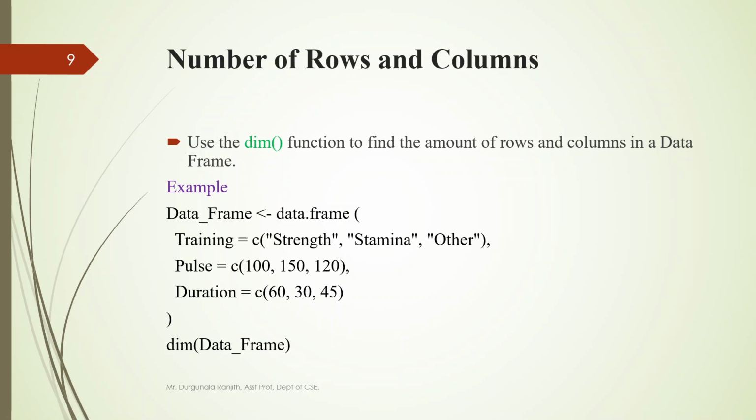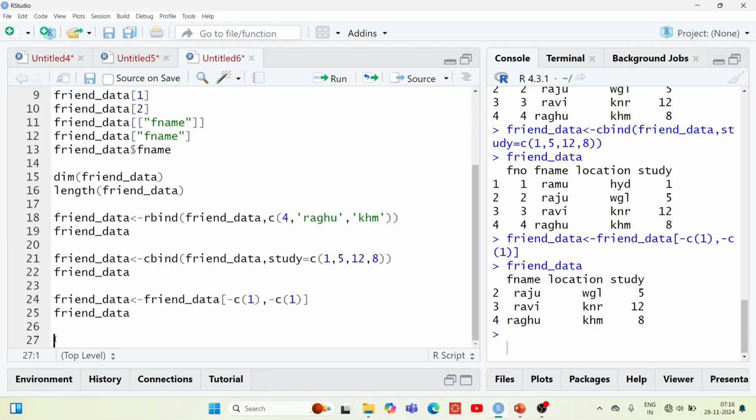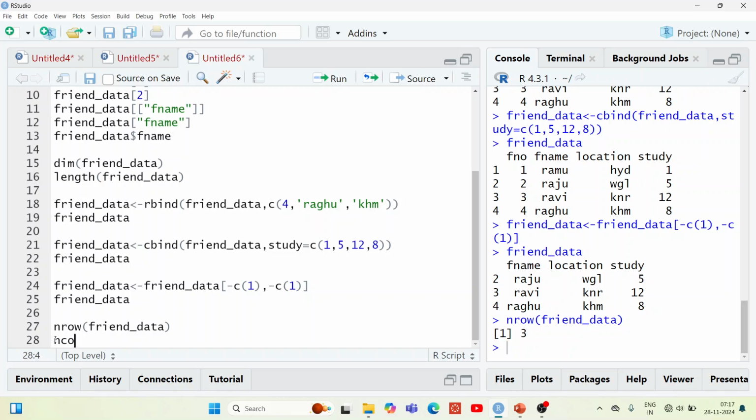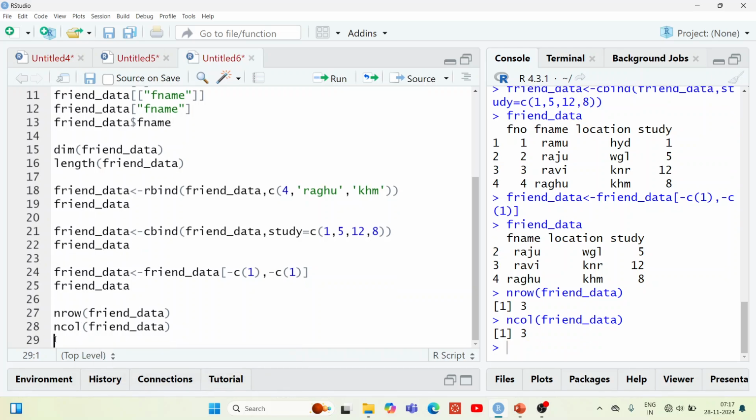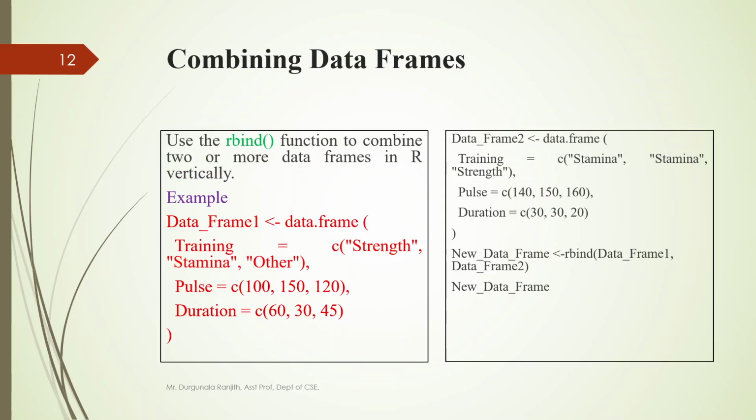And as we have already discussed, how do you find out the number of rows and number of columns available in a data frame is by using the dim function. And even you can find out the number of rows and number of columns by using nrow and ncol. So nrow of friend_data is 3 and ncol of friend_data is 3. 3 number of rows and 3 number of columns. Even you can find out the length by using the length function. It is same as ncol only. This has also already been discussed.